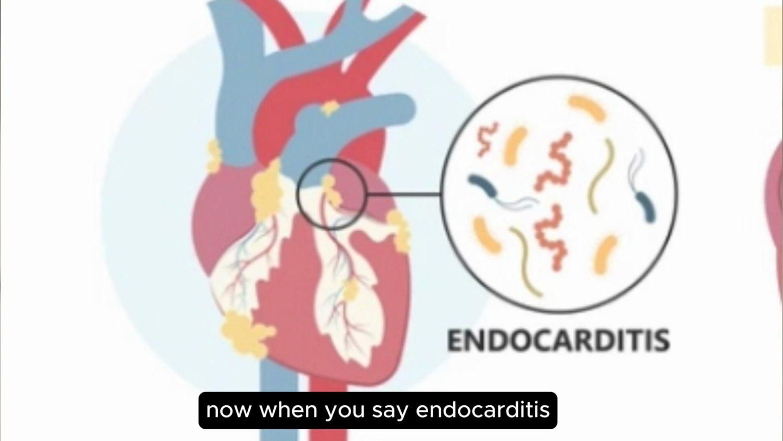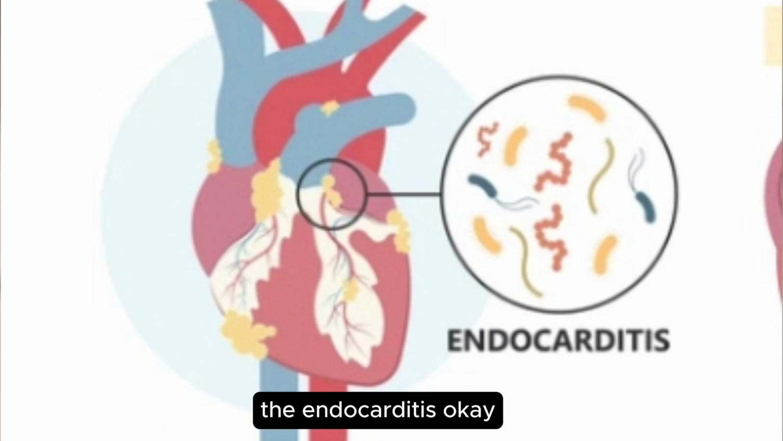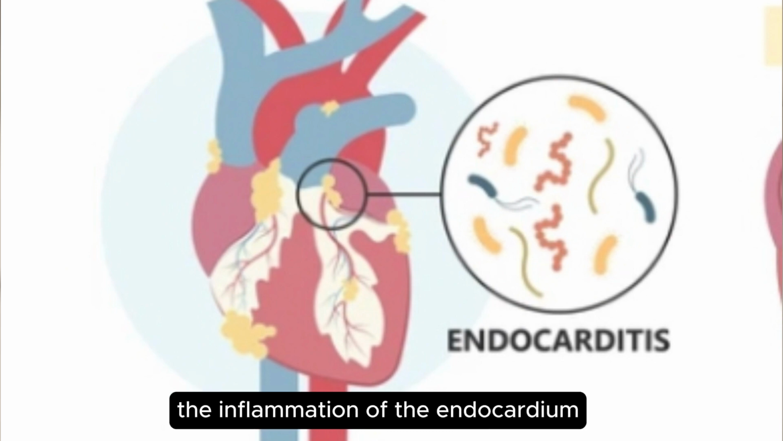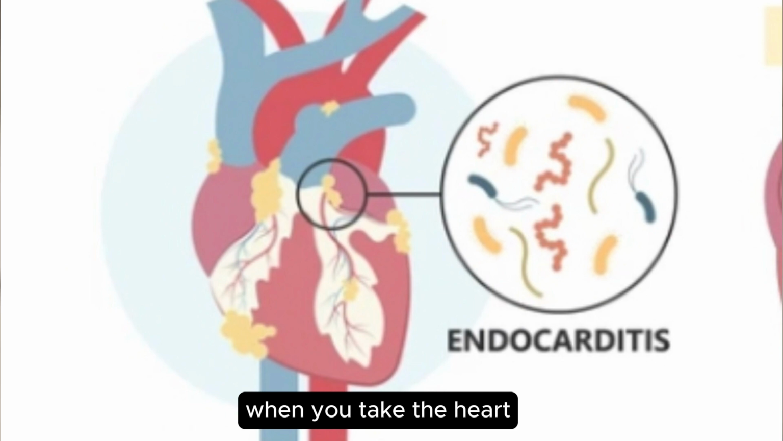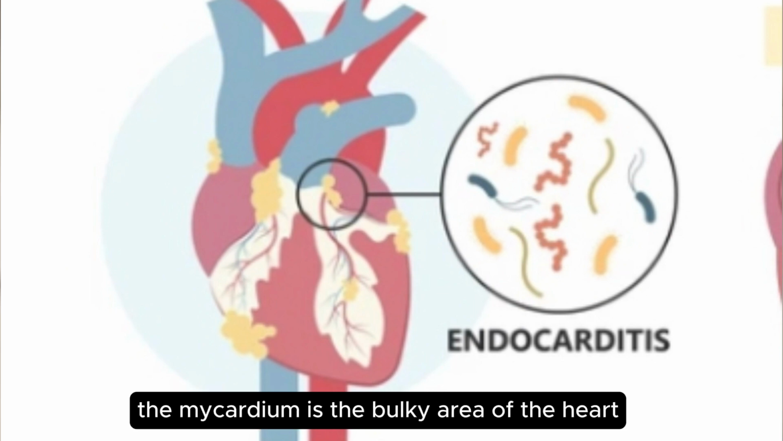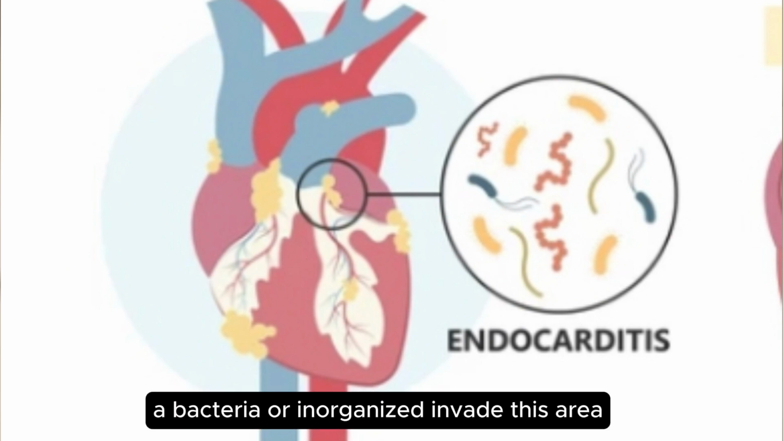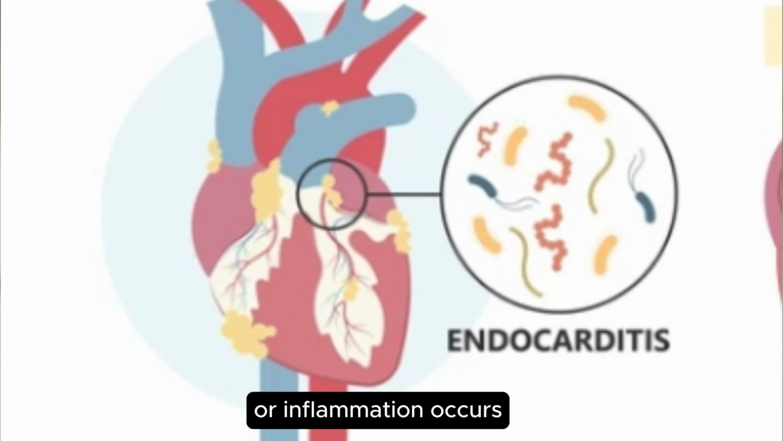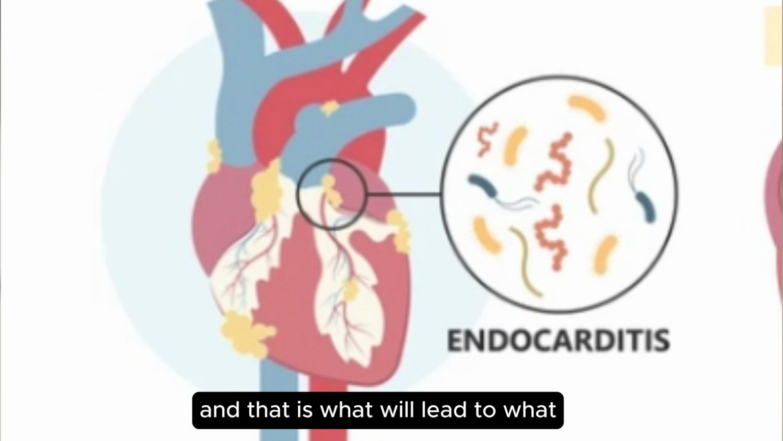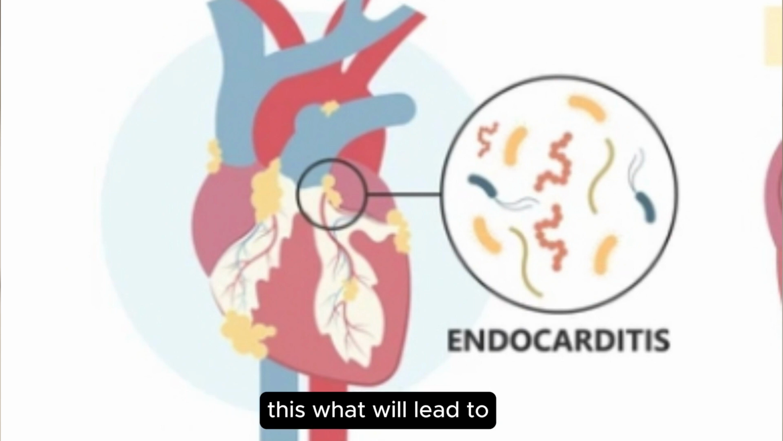Now, endocarditis has to do with the inflammation of the endocardium. When you take the heart, for instance, you know that the myocardium is the bulky area of the heart, and after that you go to the inner lining of the heart, which is the endocardium. Whenever a bacteria or any organism invades this area called the endocardium, infection or inflammation occurs, and this is what leads to endocarditis.